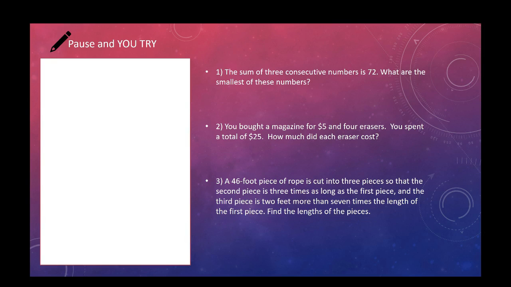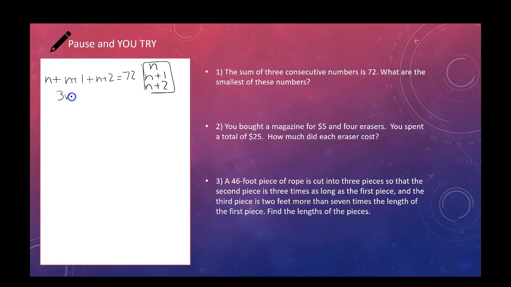Okay, the first one, the sum of 3 consecutive numbers. So our consecutive numbers are n, n plus 1, n plus 2. Okay, so it doesn't say consecutive even or consecutive odd, so the pattern goes up by 1s. So that would be n plus n plus 1 plus n plus 2 equals 72. So that's how we would represent that.